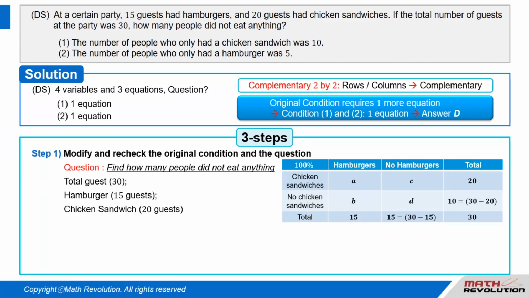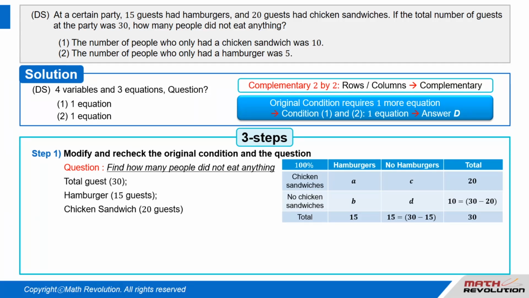We have to find the number of people who did not eat anything if 15 guests had a hamburger, 20 guests had a chicken sandwich, and the total number of guests at the party was 30. This question seems tricky, but it is not. Once you understand the process, it is very easy. This question is currently the most common type of question on the GMAT math section. We call this a complementary 2 by 2 question.